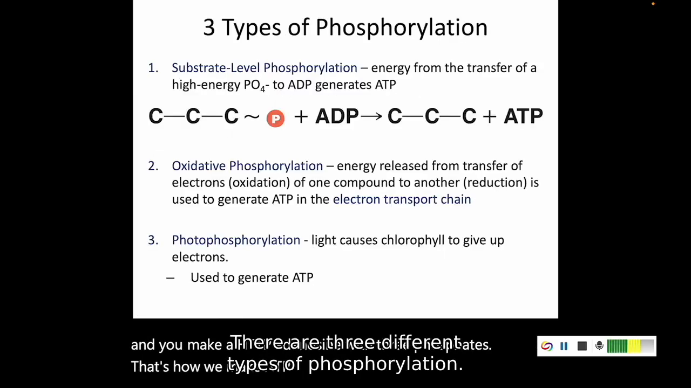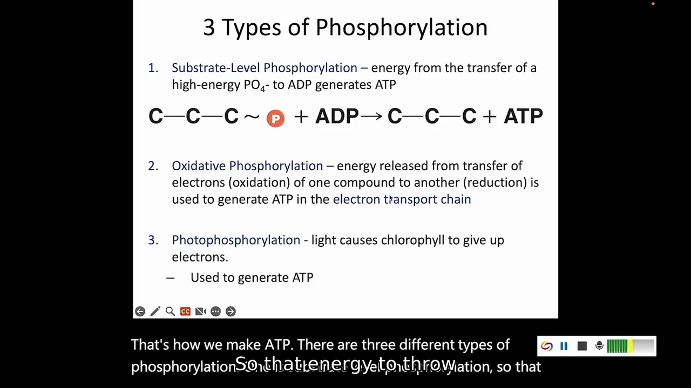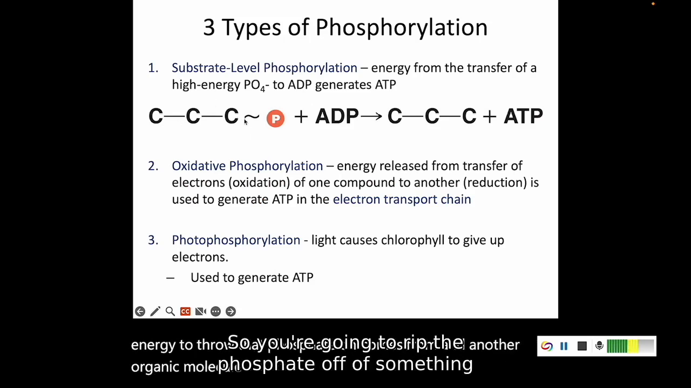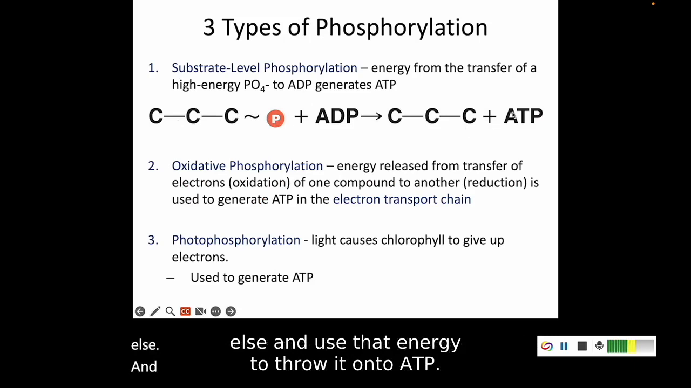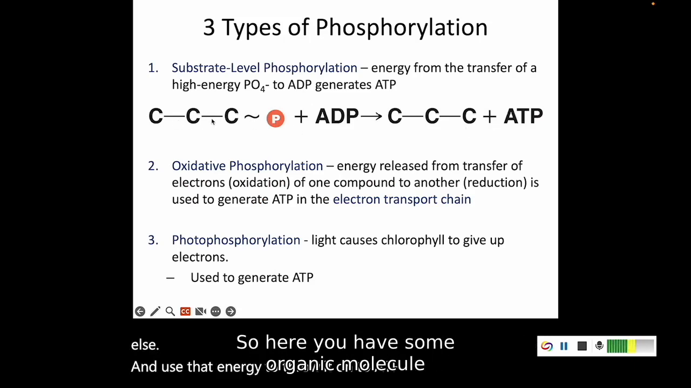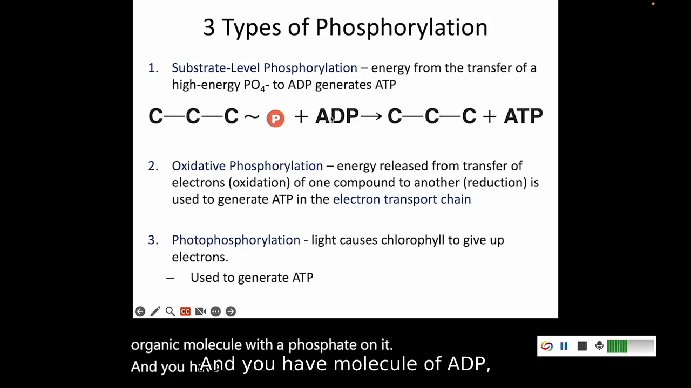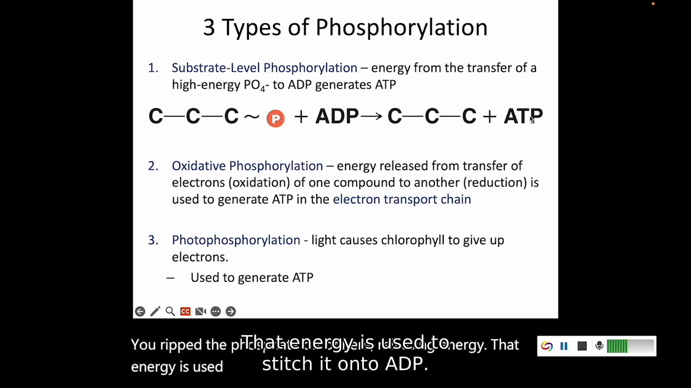There are three different types of phosphorylation. One is substrate level phosphorylation. So that energy to throw that phosphate on comes from another organic molecule. You're going to rip the phosphate off of something else and use that energy to throw it onto ATP. So here you have some organic molecule with a phosphate on it, and you have a molecule of ADP. You rip the phosphate off of here, releasing energy. That energy is used to stitch it onto ADP, and now you have ATP.